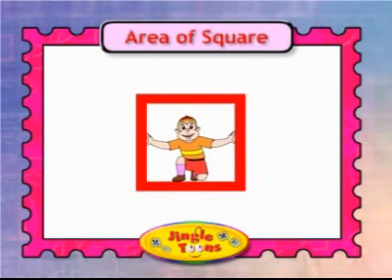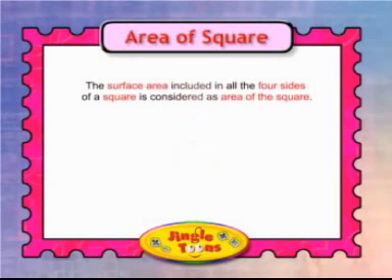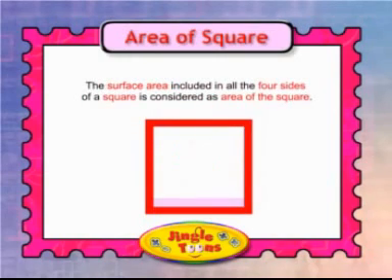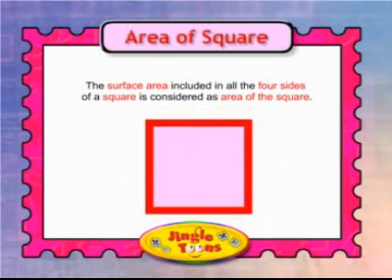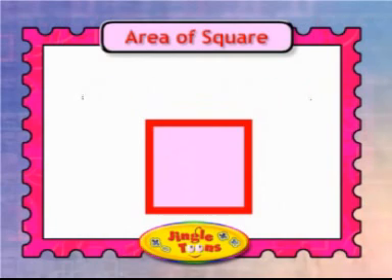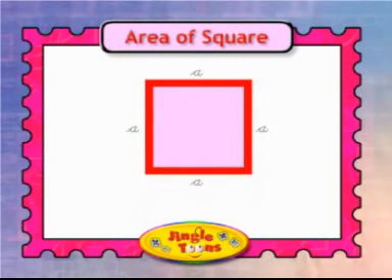Area of square. The surface area included in all the four sides of a square is considered as the area of the square. Square is the basic shape to measure area. A square with unit length, that is, the measuring unit used to measure the side length of the square, represents a square unit area. The formula for the area of a square with the side length A is area is equal to A squared.